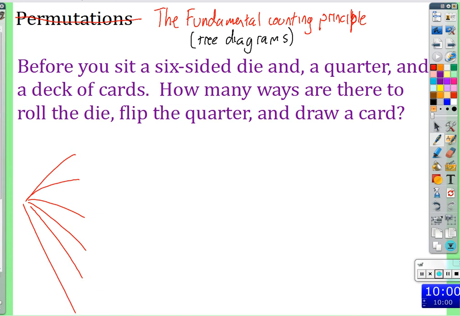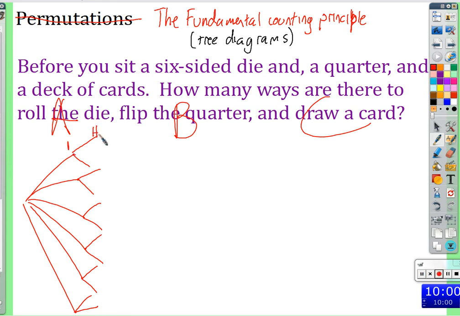You don't have to draw the tree diagram for long. Once we get the fundamental counting principle, we'll just shift over to that. What's event B? Flip a quarter. So roll a die, flip a quarter, draw a card. Event B happens how many ways? Two ways. How about event C? 52. So I roll a one, then I flip a heads, and then I pick a card, which can happen 52 different ways. So I have 52 branches coming off of here.